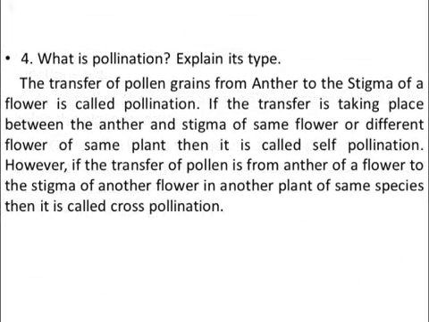Then number 4, what is pollination? Explain its types. The transfer of pollen grains from anther to the stigma of a flower is called pollination. If the transfer takes place between the anther and stigma of the same flower or a different flower of the same plant, then it is called self-pollination. However, if the transfer of pollen grain is from the anther of a flower to the stigma of another flower in another plant but of the same species, then it is called cross pollination.